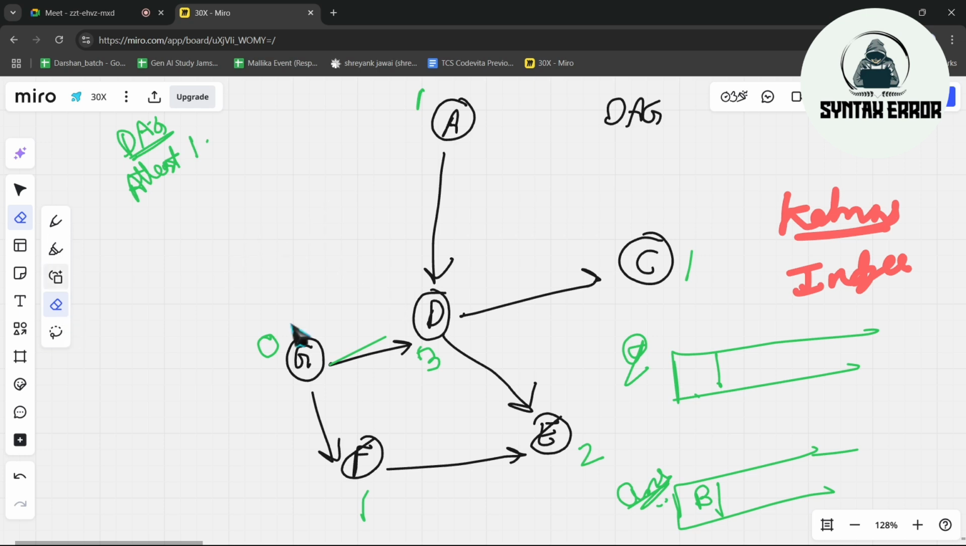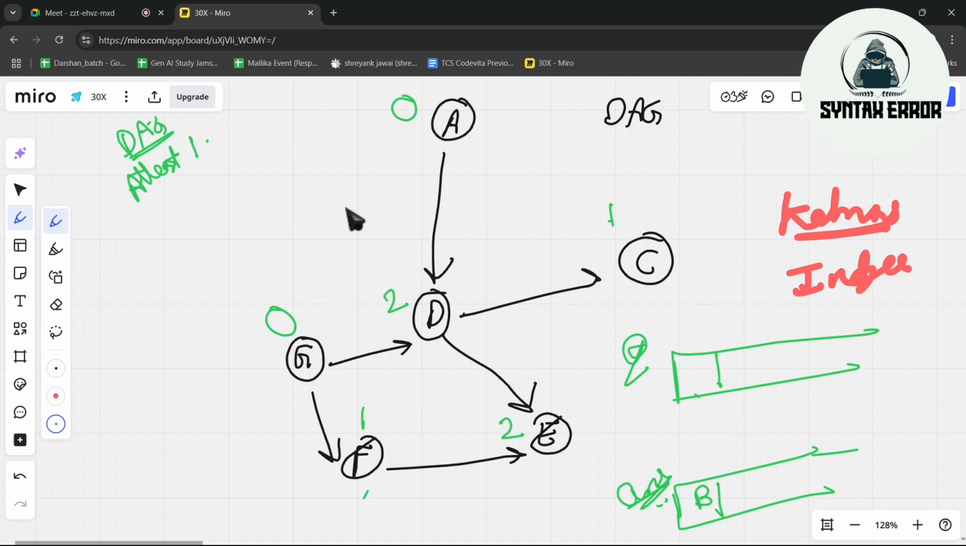Now what will we have? We have to find the in-degree of each vertex again, because we don't have one vertex now. There may be changes in the in-degrees. So what is the in-degree of A now? 0. What is the in-degree of C now? 1. This is 2. This is 2. This is 1. This is 0.